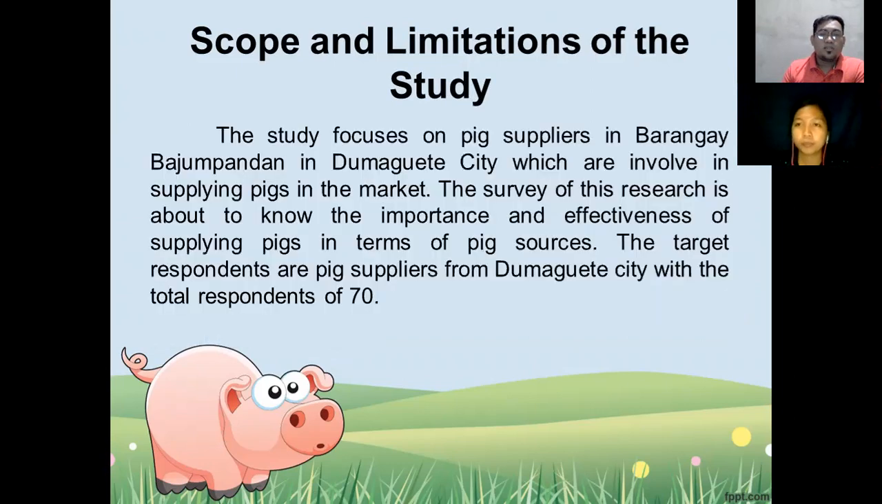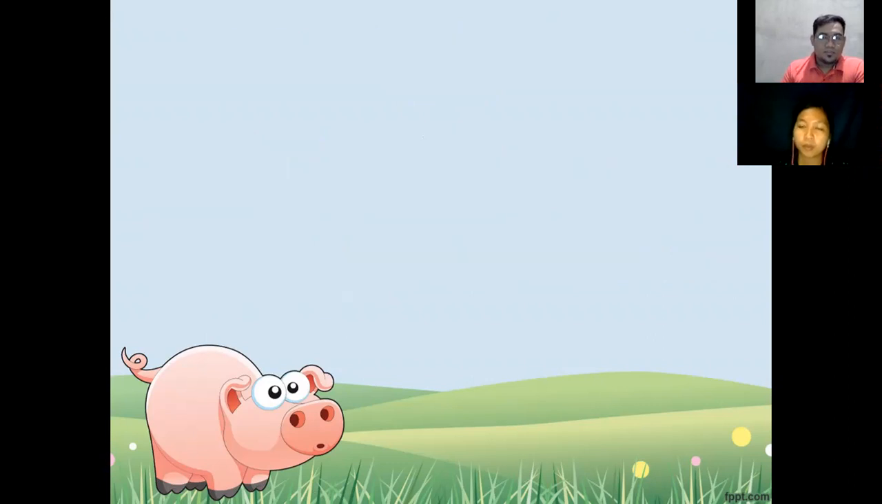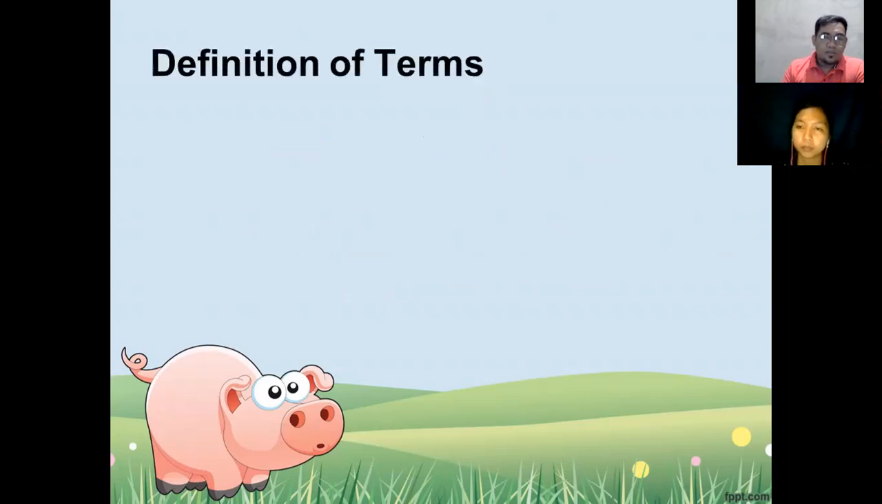The study focuses on pig suppliers in Barangay Bantayan in Dumaguete City, which are involved in supplying pigs in the market. The survey of this research is about knowing the importance and effectiveness of supplying pigs in terms of pig sources. The target respondents are pig suppliers of Dumaguete City with a total of 70 respondents. So, definition of terms.